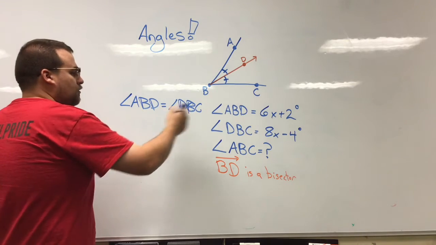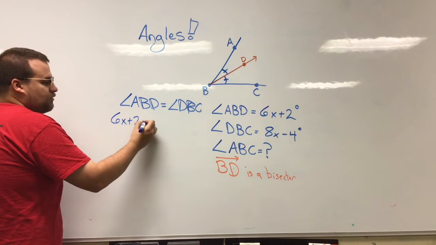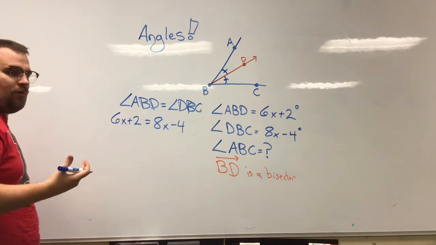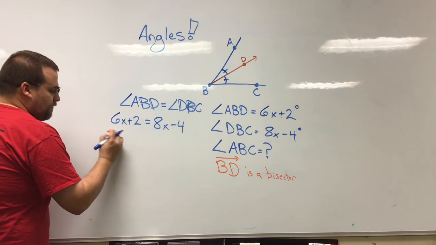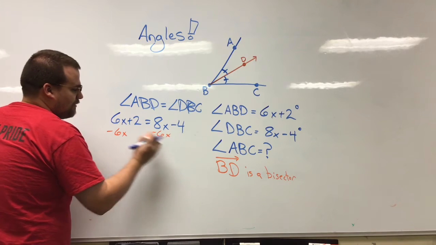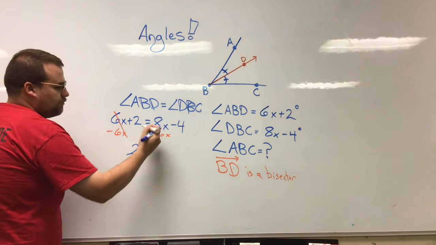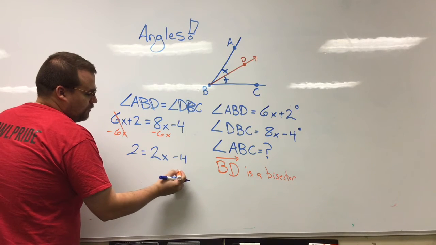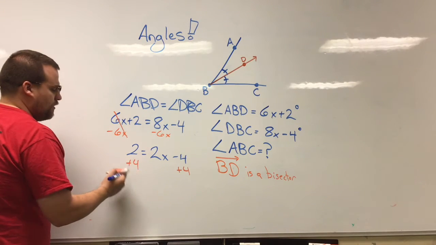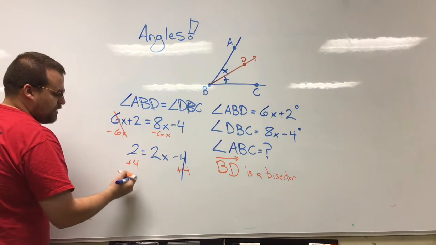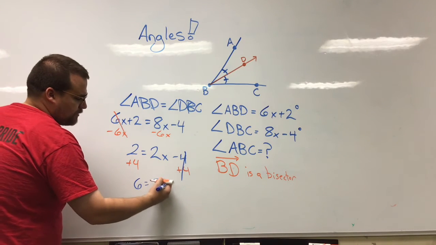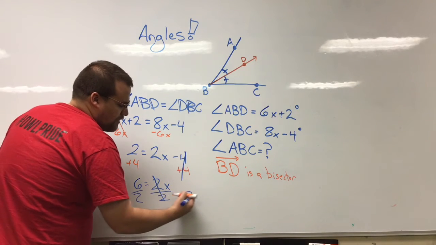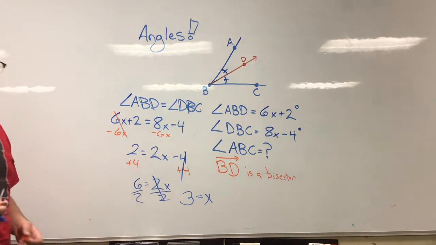Let's plug in what we know. Well, ABD in this problem is 6x plus 2, and DBC is 8x minus 4. So let's try to solve it. Well, I'm going to move my stuff around. I'm going to move 6x to this side, cancel that out, get 2 equals 8x minus 6x, or 2x, minus 4. And then I will add 4 to get x on its own. So that's going to get me 6 equals 2x. And then we'll just finish up that problem by dividing by 2. So I get 3 as my value of x here.